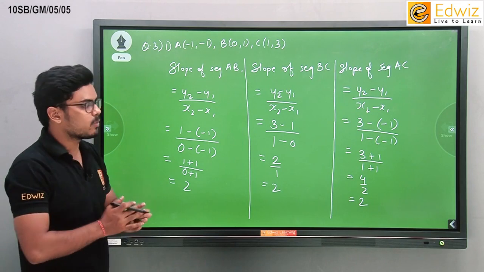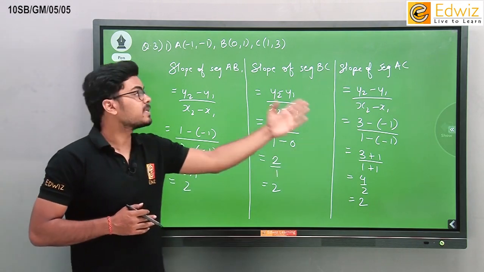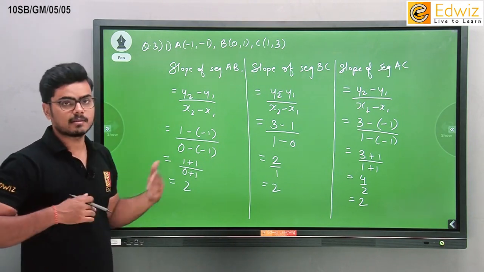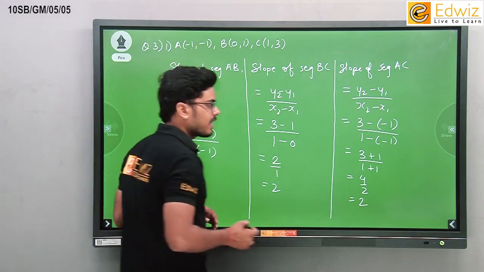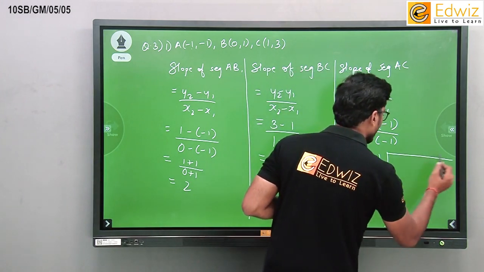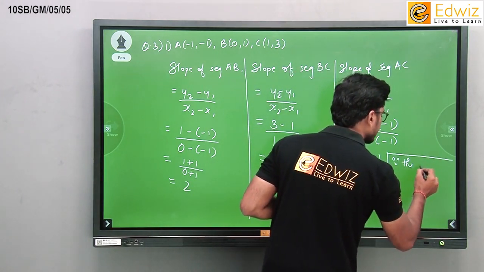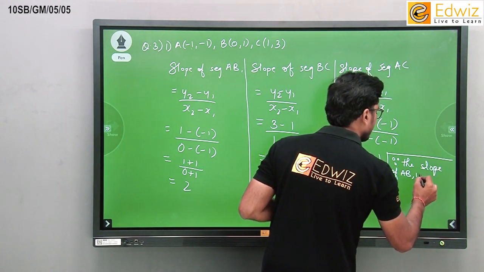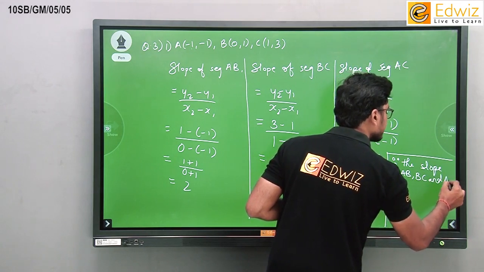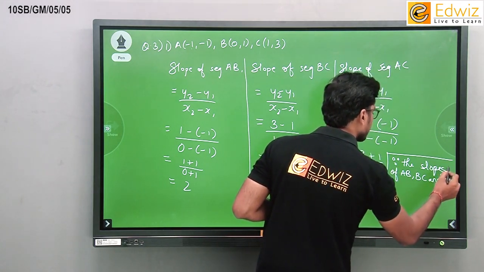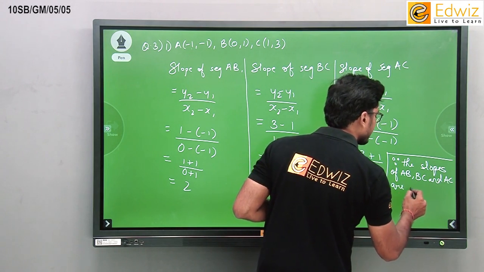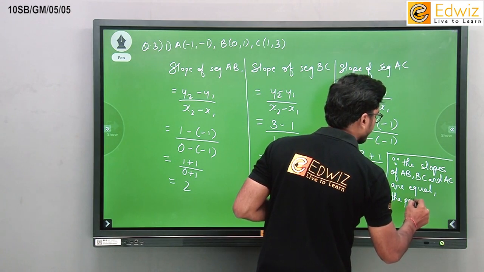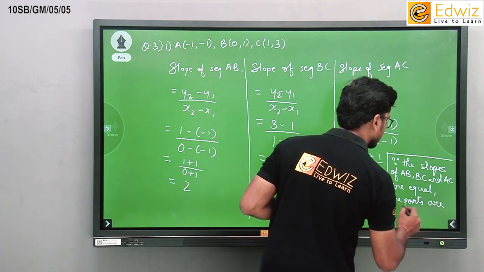What does this mean? The slope of all three is coming the same. That means this is just one line, all three points are on the same line. That's why in this case the points are collinear. So finally we will write down, since the slopes of AB, BC and AC are equal, the points are collinear.